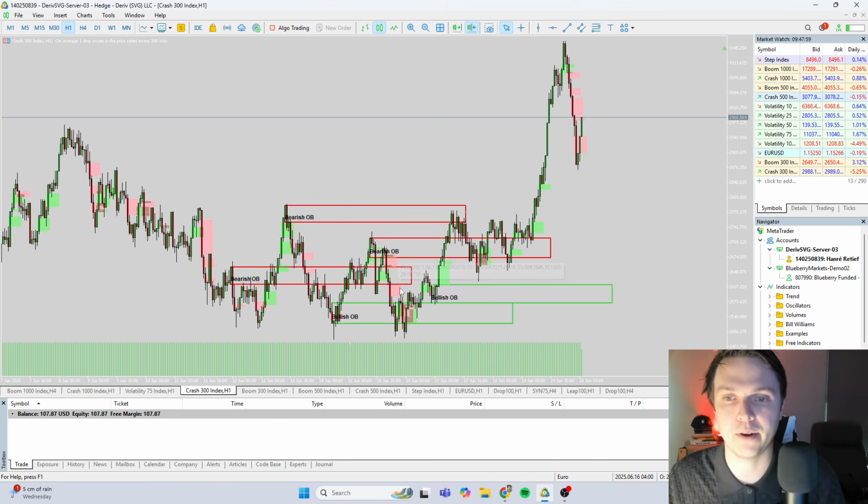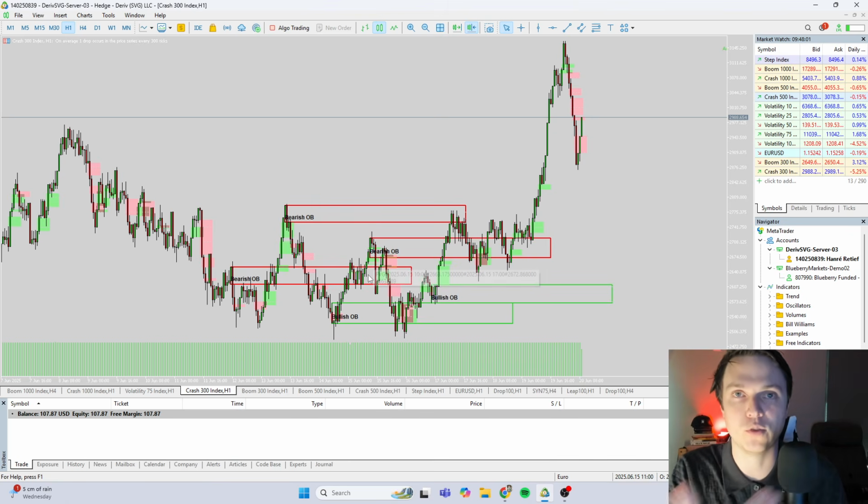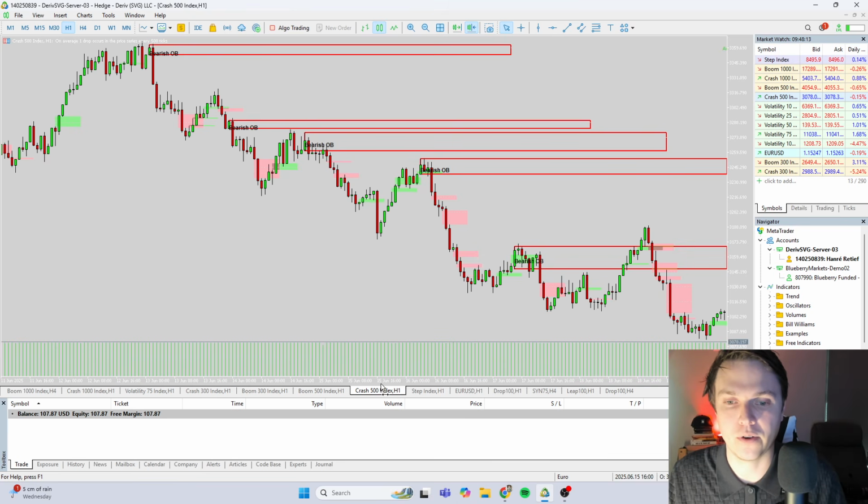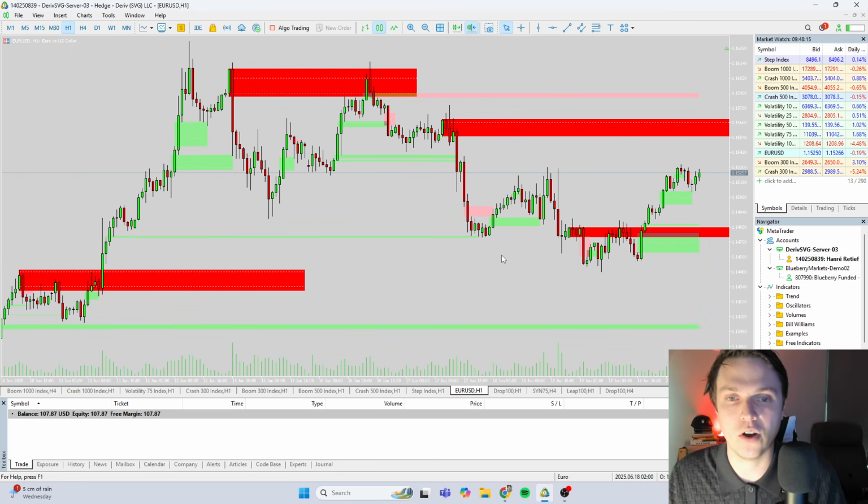You can just see how it nicely ping pongs between the order blocks and the fair value gaps for those nice scalping trades if you want to take them. Well, this is H1, so it's not really super scalping. It's actually like intraday, but it's a very good trade to take as well. So let's go to Crash, that was the one we were on now. Even on Forex pairs, it works super well.